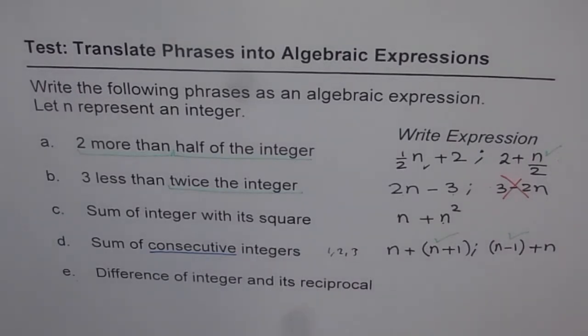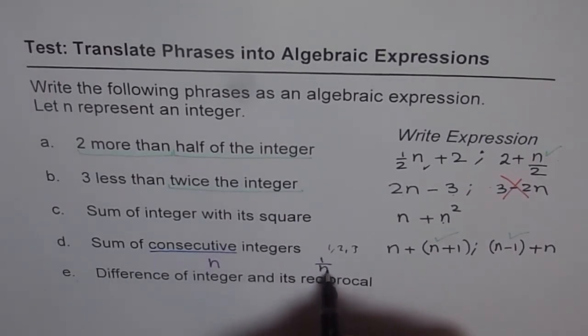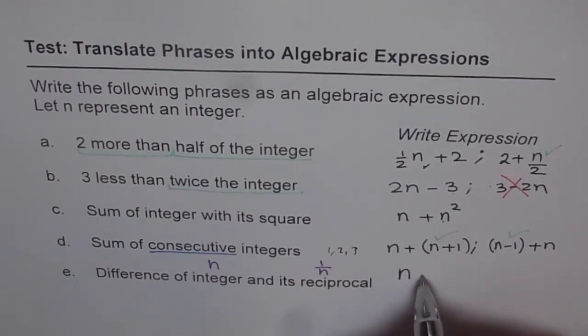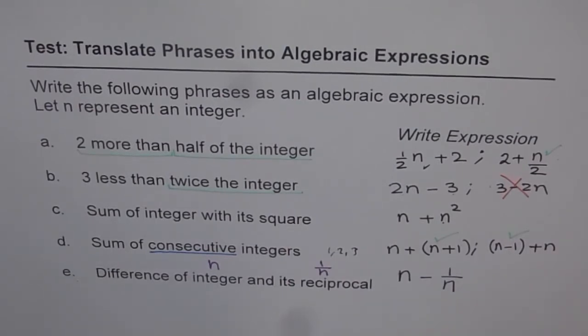Then E is difference of integer and its reciprocal. Now when we write like this, the integer is n, and what is the reciprocal? If n is your integer, then the reciprocal is 1 over n. Do you see that? So when we say difference of this and this, that means n has to come first, minus 1 over n. So that is the right way of doing it, correct?